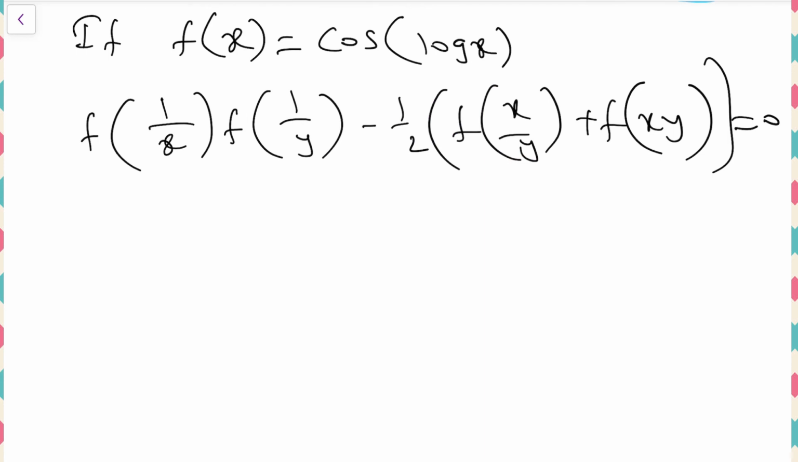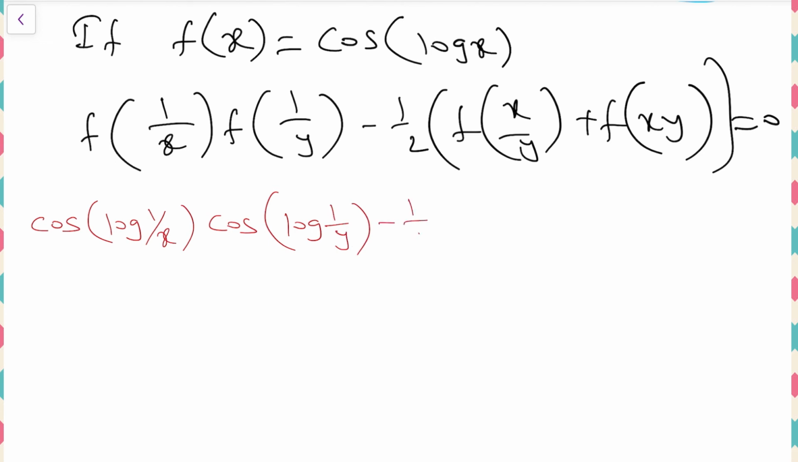Now f of 1 by x is there, so it will become cos of log 1 by x. f of 1 by y will become cos of log 1 by y, minus half into f of x by y will become cos of log x by y, plus f of xy will become cos of log xy.